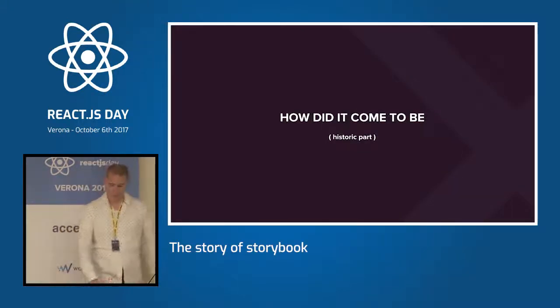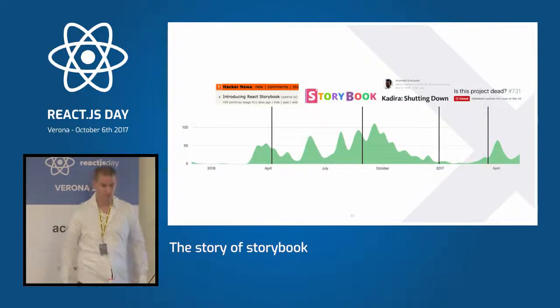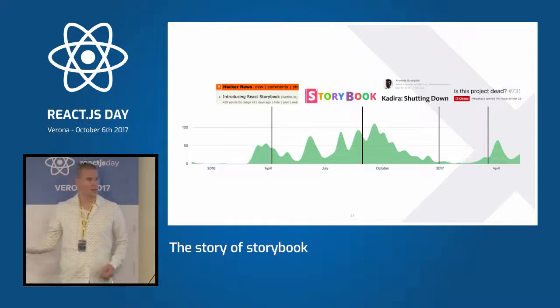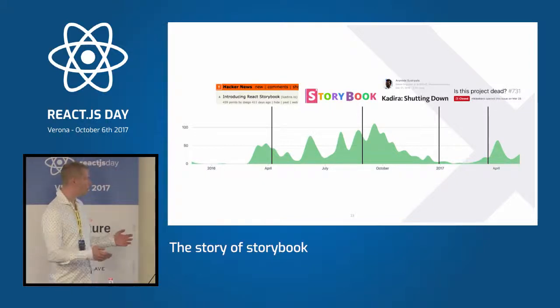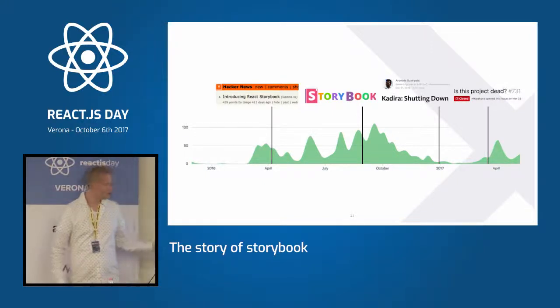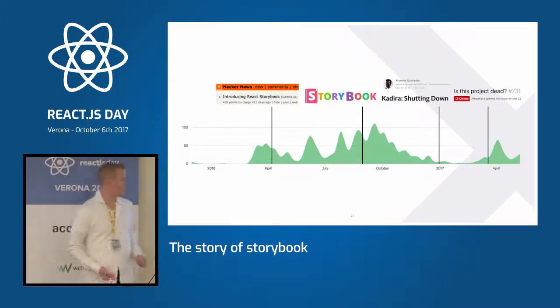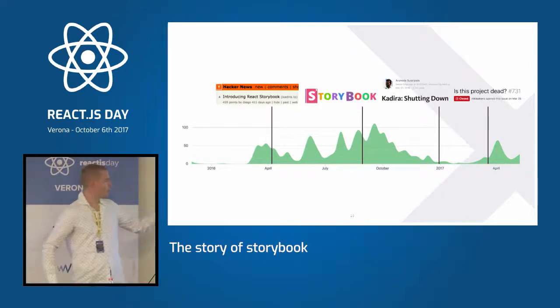So, the historical part. How did this come to be? Well, in JavaScript terms, Storybook is ancient because it's from more than 2 weeks ago. It actually started development in 2016. It was developed by quite an awesome guy that I cannot pronounce the name of, sorry. But his name is over there.